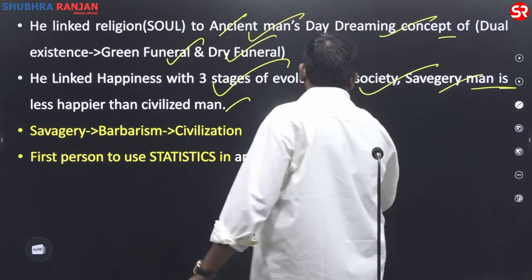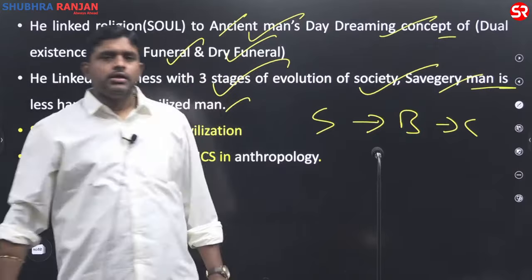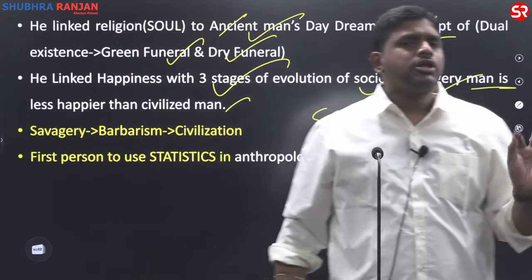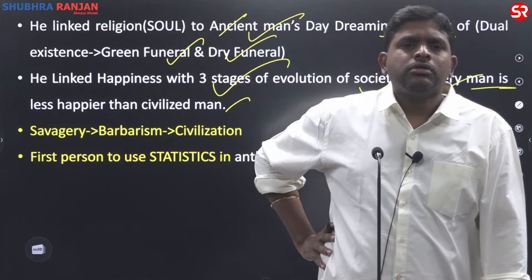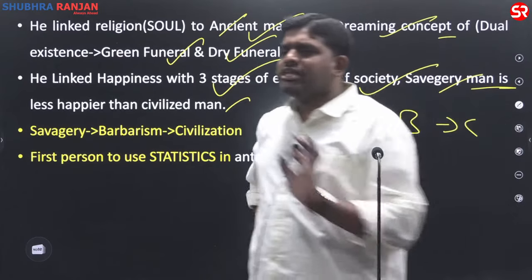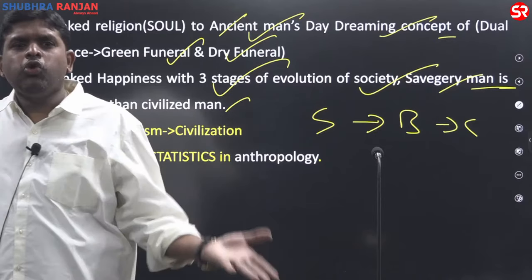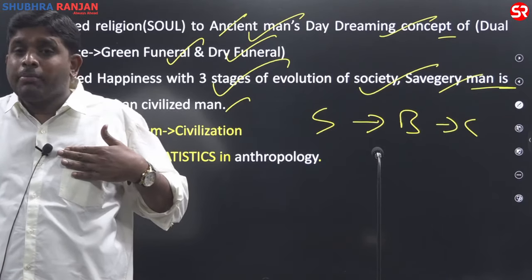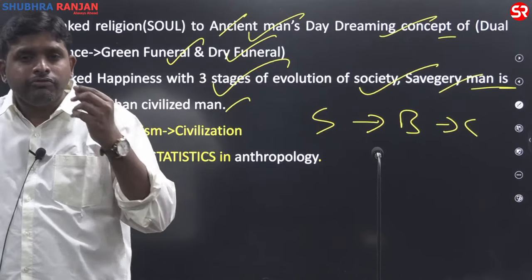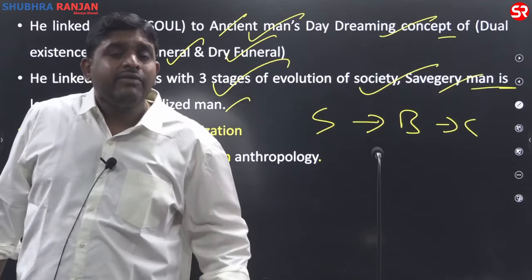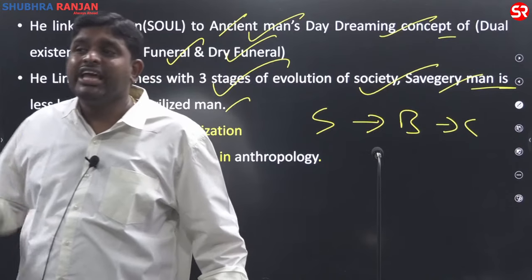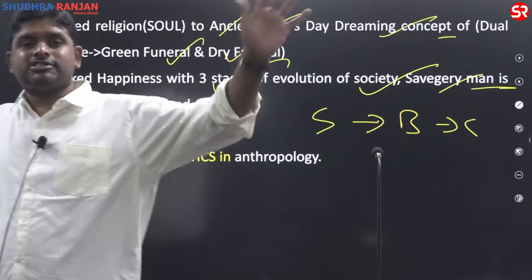According to him, savagery man, you tell me, animals will think only about biological needs, and in that they think more about food, yes or no? From morning to evening they will be searching only about the food. Why? Because they don't know other things. So in savagery man also, man was behaving like the animal because of absence of culture. So his thought process was only with respect to food. So according to E.B. Taylor, savagery man doesn't have any time for leisure or happiness or enjoyment. So the savagery man is busy in searching for food. So savagery man doesn't have any happiness.